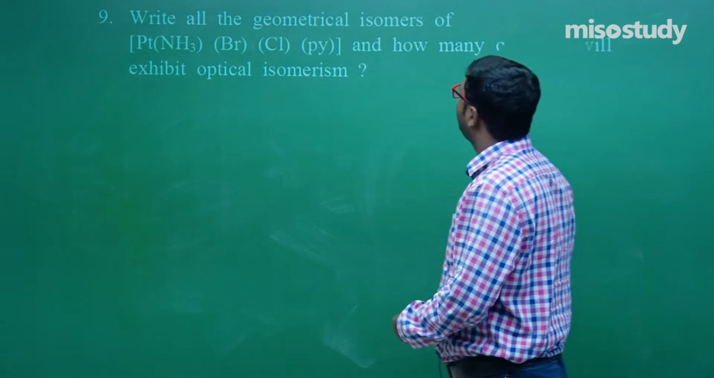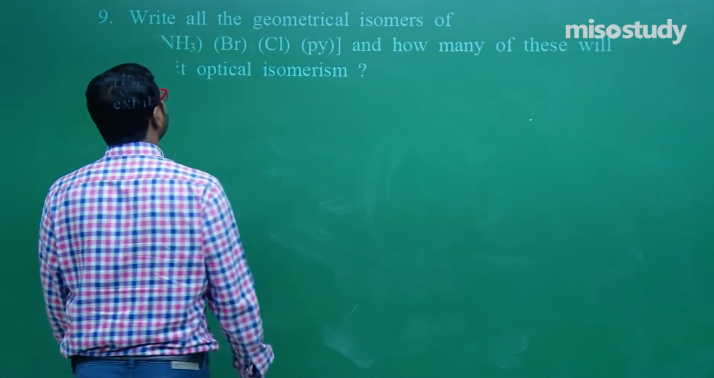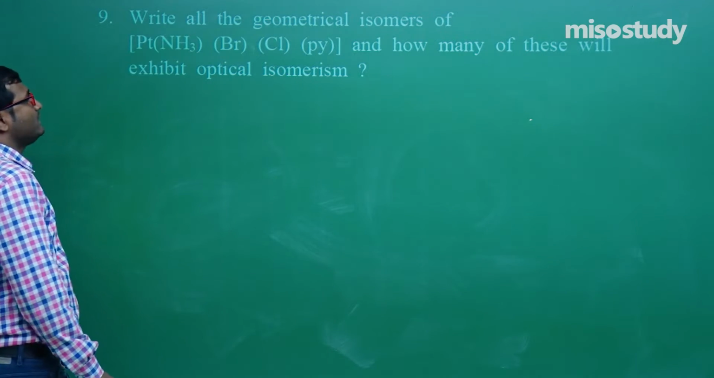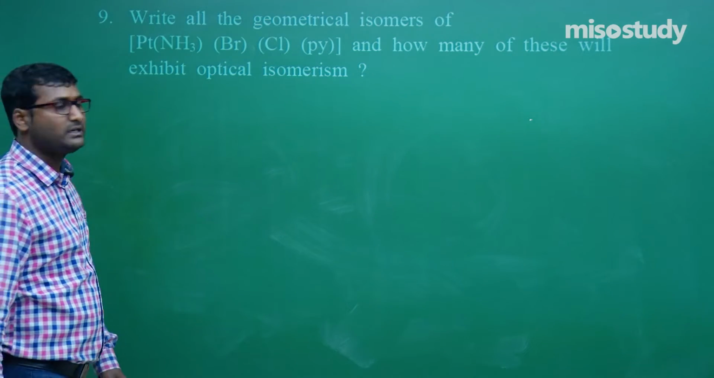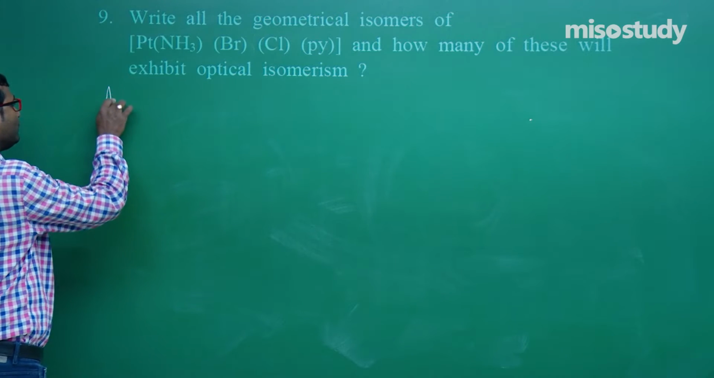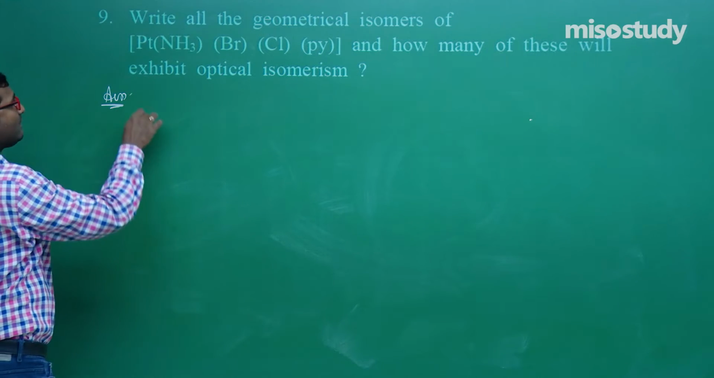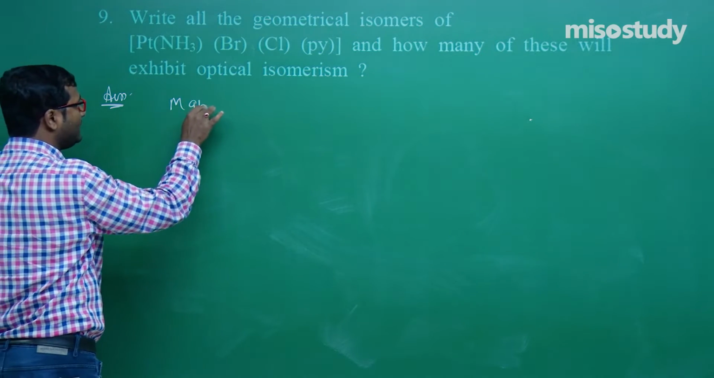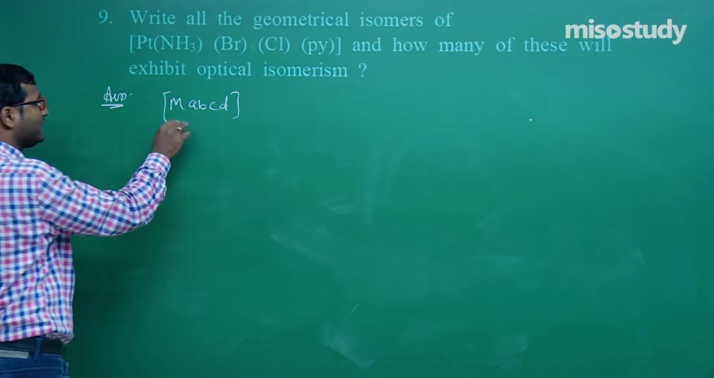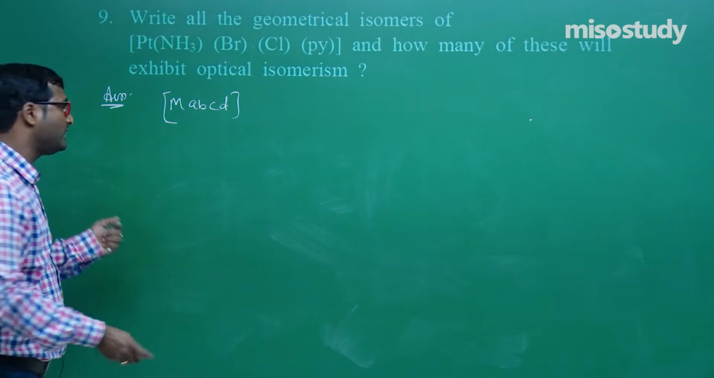Write all the geometrical isomers of [Pt(NH3)BrClPy] and how many of these will show optical activity. I have done this during my lecture also. What is the form? It is MABCD, my friend. Now, what is the possible combination?